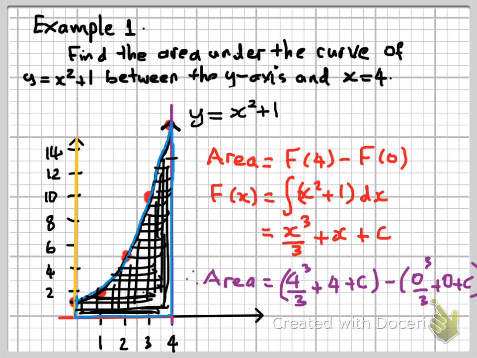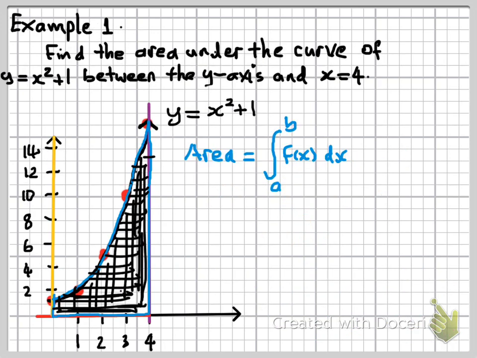Now, what happens with the constant of integration when you are dealing with definite integrals, which we're getting into now, is that they cancel out, because you can see here that when you open up the bracket, c minus c is going to be 0, and so your result here will be 76/3 square units. This is the exact area under the curve. This is not an approximation using rectangles.